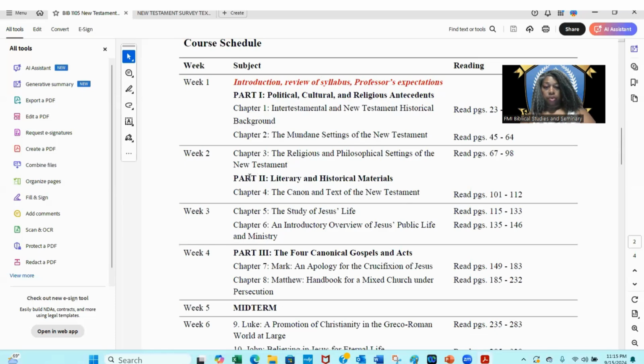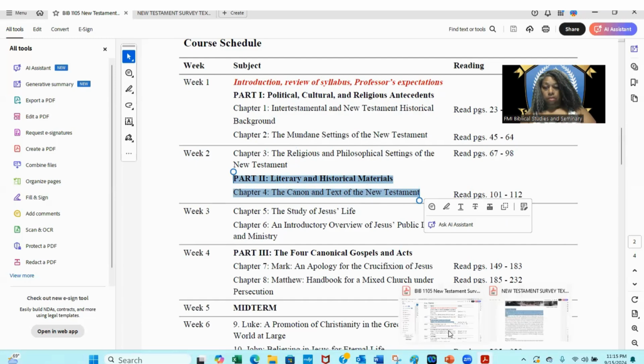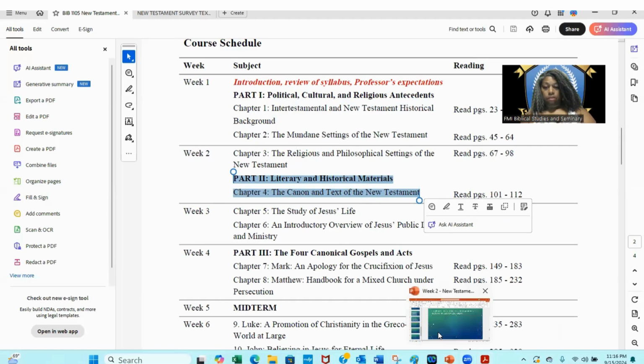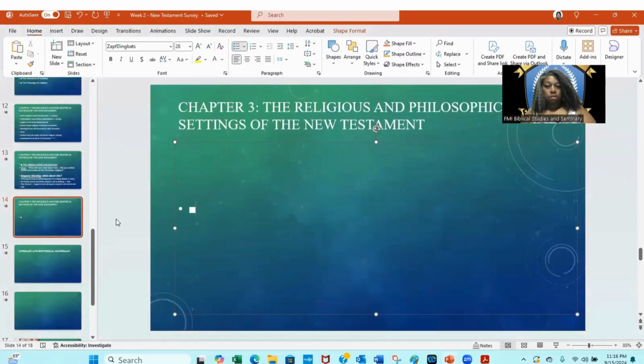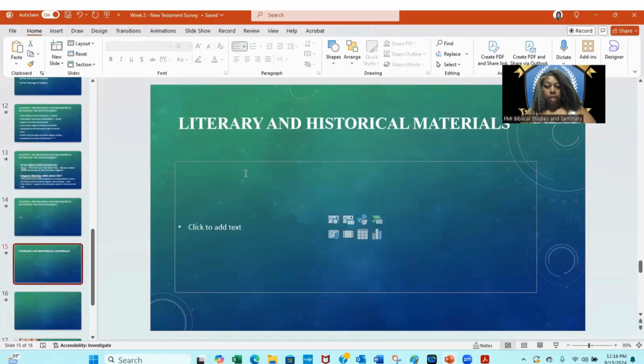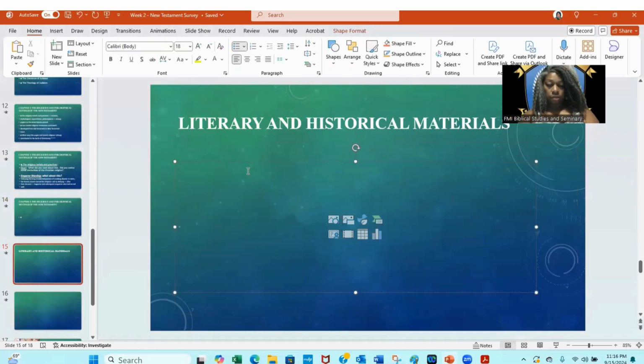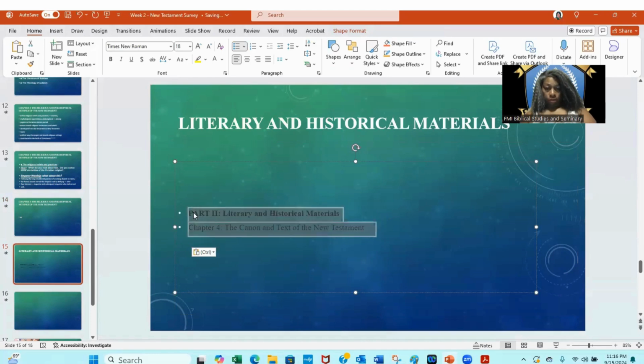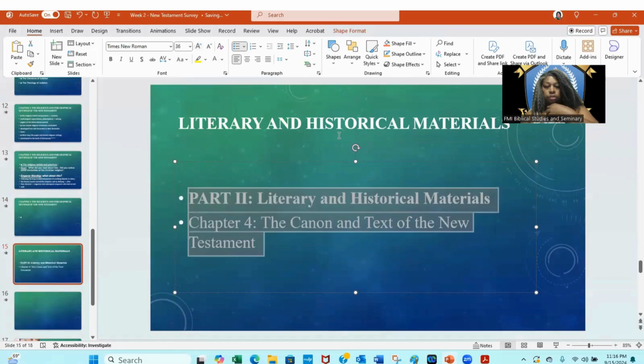Now we're going to copy to this part of literary and historical, and then do chapter 4. Okay. All right, click. So this one had already, not already pre-prepped, it looks like. Right and bigger.